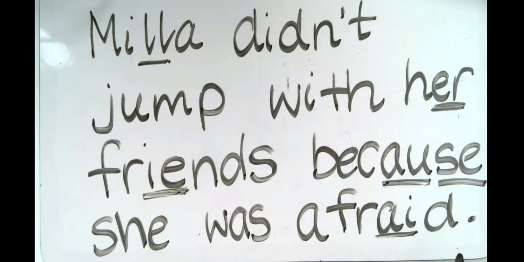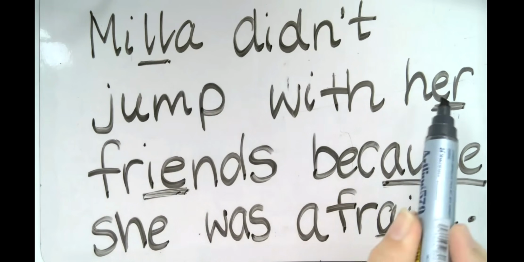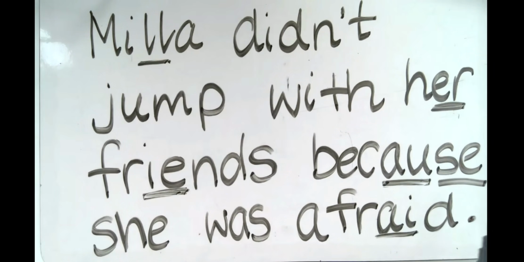Then you'll have the students read it. Mila didn't jump with her friends because she was afraid. So many concepts can now be revised and reviewed within this lesson, as well as the comprehension aspects of the story that you've been reading.